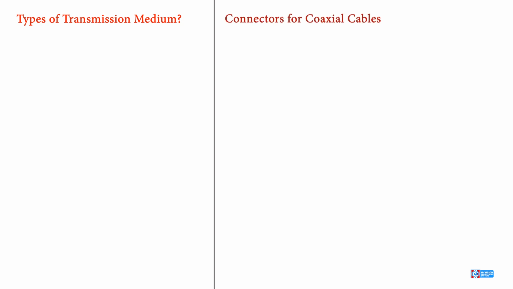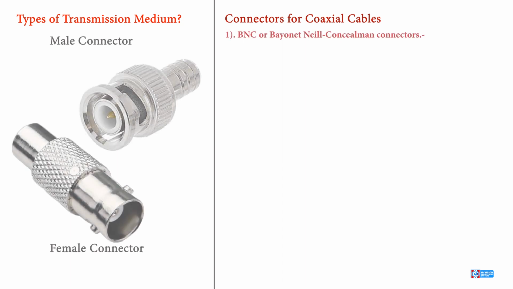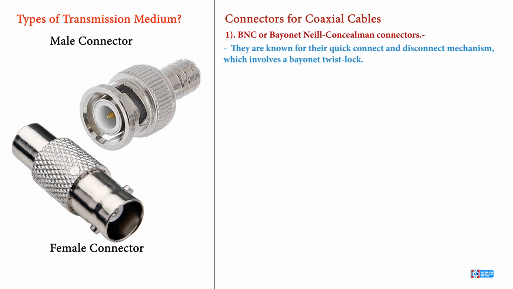Let's now look at some common connectors for coaxial cables. Coaxial cables use a variety of connectors, depending on the type of cable and the specific application. This includes 1. BNC or bayonet nail concealment connectors. These connectors are commonly used in applications such as CCTV installation, radio, and television broadcasting, and some networking equipment. They are known for their quick connect and disconnect mechanism, which involves a bayonet twist lock.